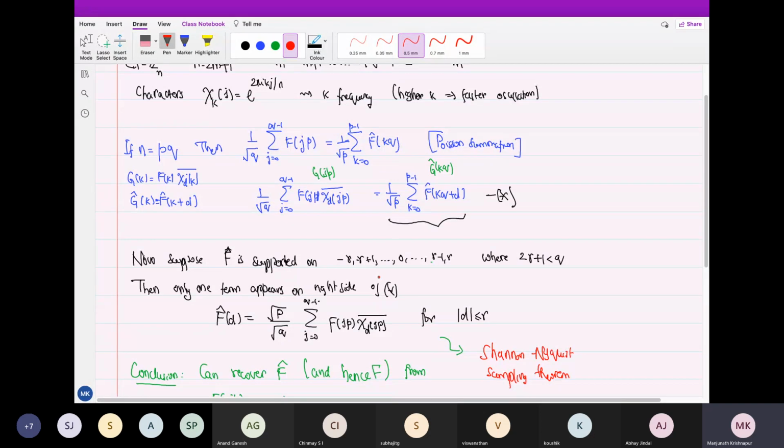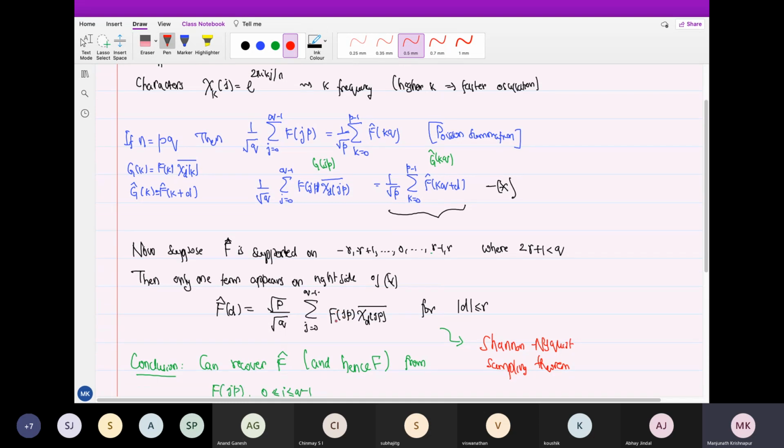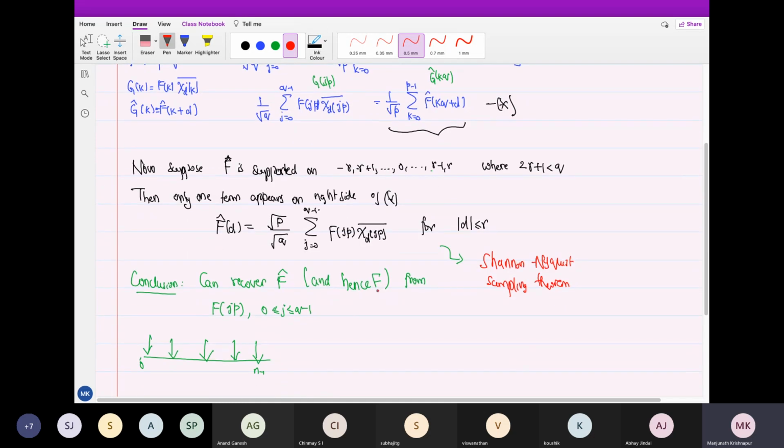So where d is everything from minus r to r. In other words, all the Fourier coefficients f hat of d, these are the only non-zero coefficients. They can be recovered from the values of f at multiples of p. We can recover f hat, and hence f, from f of jp, for 0 less than or equal to j less than q. So by sampling f at regular intervals, you can recover f hat.